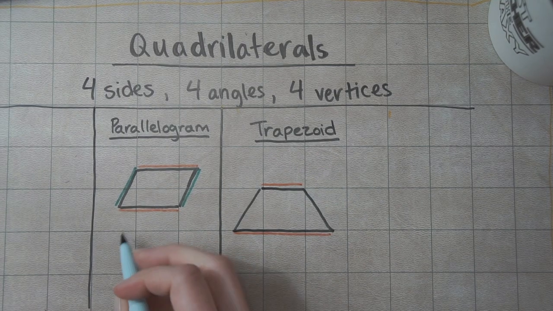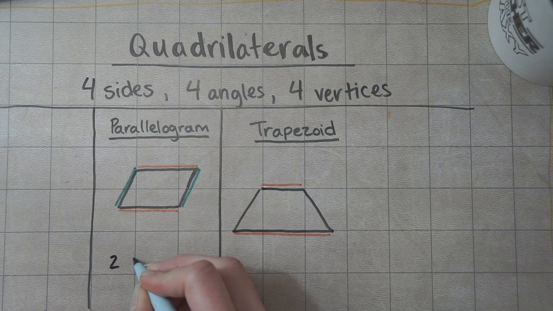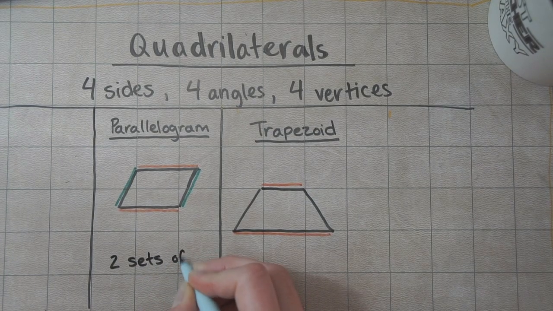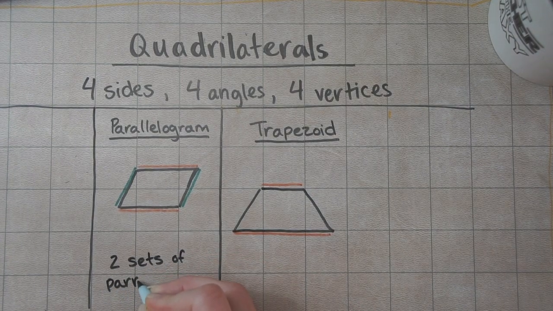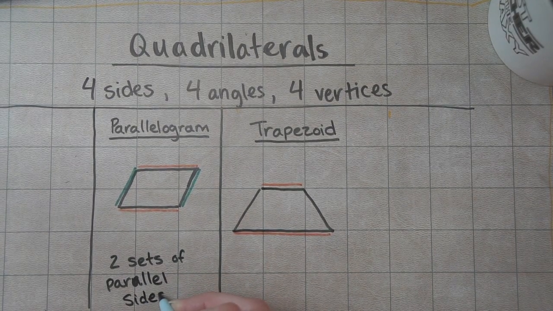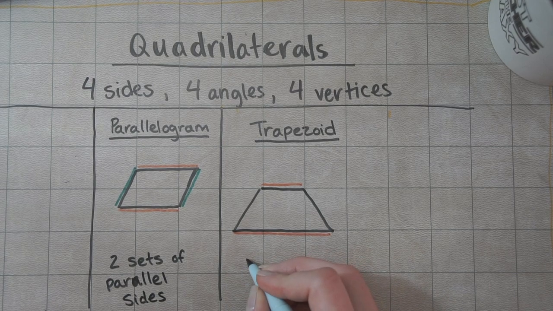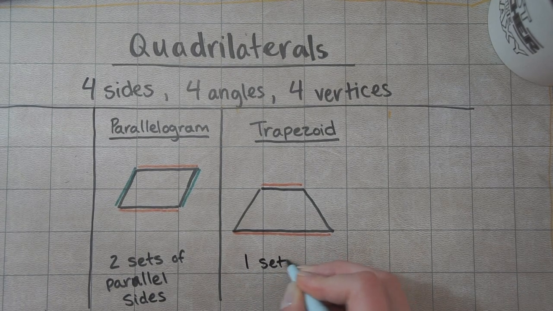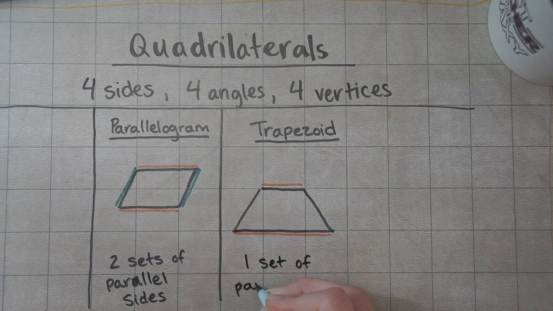To review, parallelograms have 2 sets of parallel sides, but trapezoids only have 1 set of parallel sides.